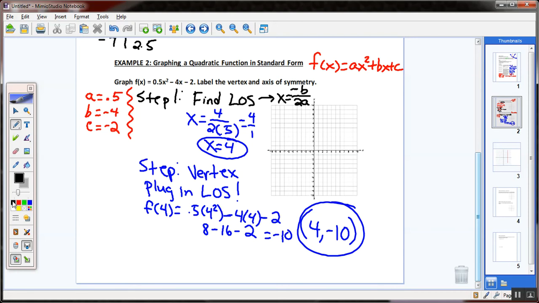So, here comes our table, kids. I'm going to put 4, negative 10 right in the middle. Guys, what would be some good x values to choose now to try and graph this using symmetry?